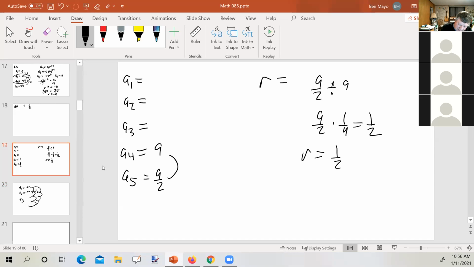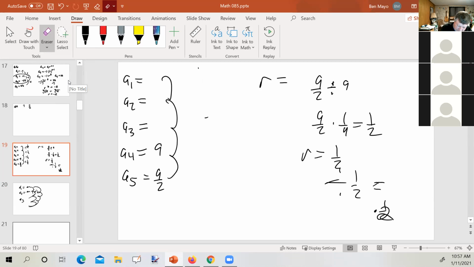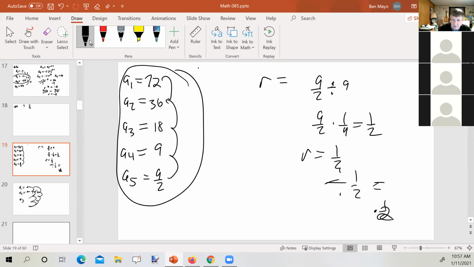So going this way, I'm going to divide by 1/2, divide by 1/2, divide by 1/2, divide by 1/2. But dividing by 1/2 is like multiplying by 2. So what I'm going to end up doing, going backwards, is 9/2 times 2 is 9, times 2 is 18, times 2 is 36, times 2 is 72. So first 5 terms right there.